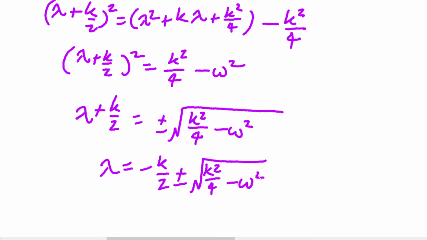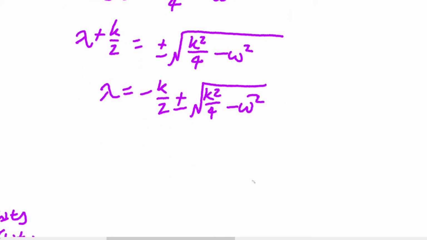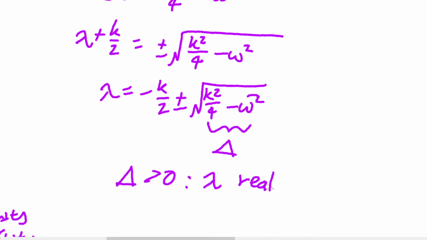Okay, so now we've got to consider the different outcomes based on the value of this determinant, which I'm going to call delta. From your knowledge of quadratic equations, if you're watching this video and understood everything so far, you probably do have a lot of knowledge on these equations. If this delta, which is usually called the discriminant, is positive, then lambda is real.